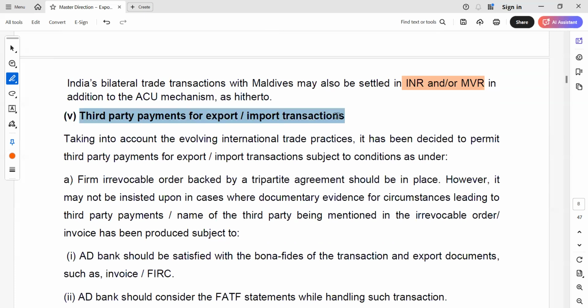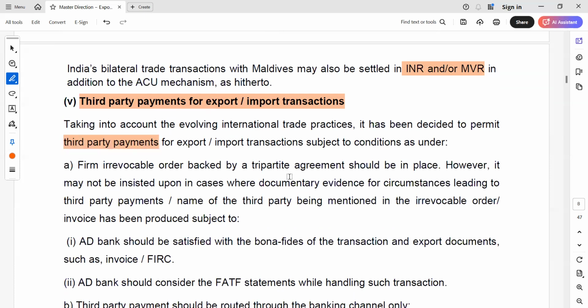Third party payment for export import transaction. Taking into account the evolving international trade practice, it has been decided to permit the third party payment. So third party payment is permitted. From this portion, you can get some case study type of question. Okay, so what are the conditions? First, a firm irrevocable order backed by a tripartite agreement should be in place.